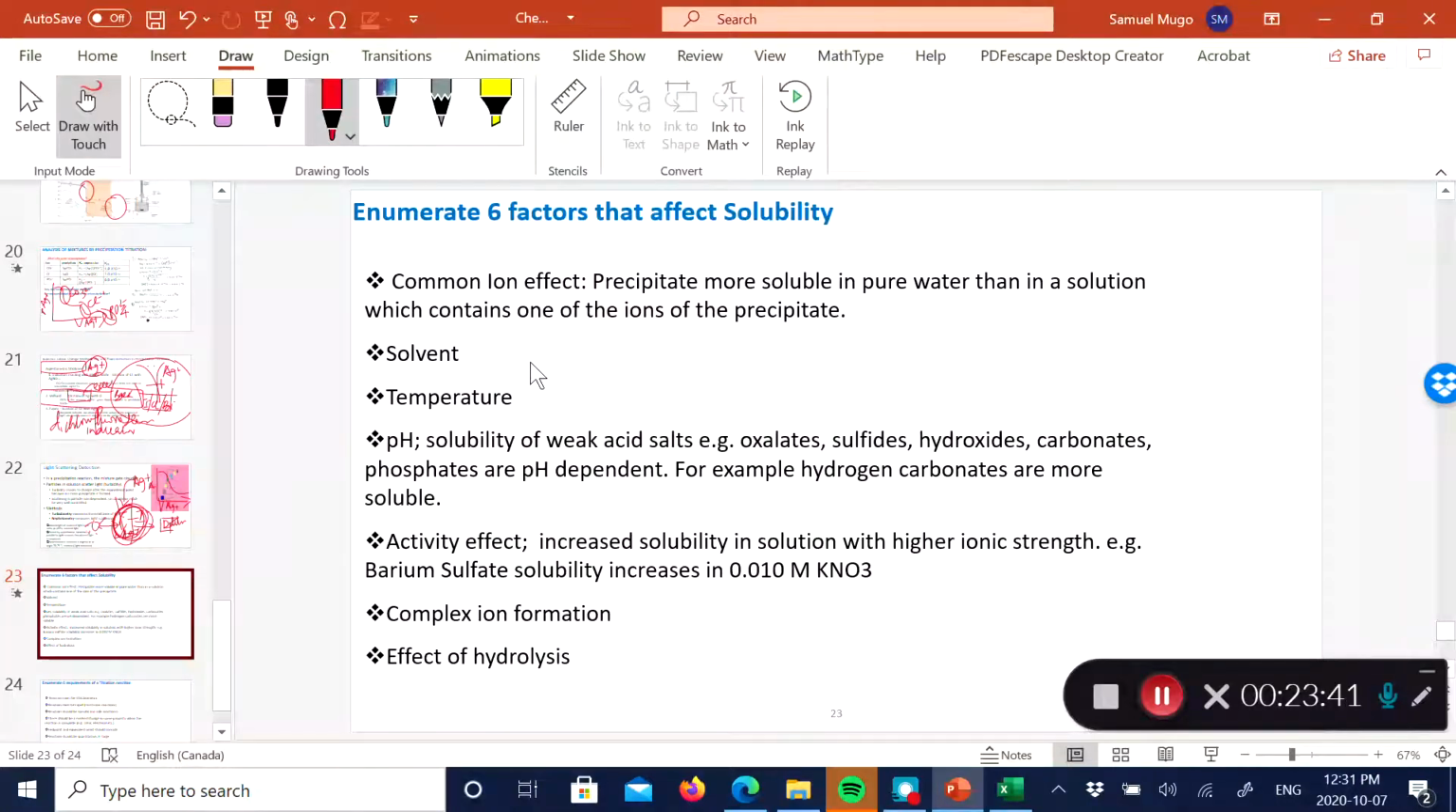Of course, the type of solvent that you use affects solubility. I think it's fairly obvious. The temperature, of course, is critical. If at all the temperature is higher, you tend to dissolve more, and so on. pH affects solubility as well.